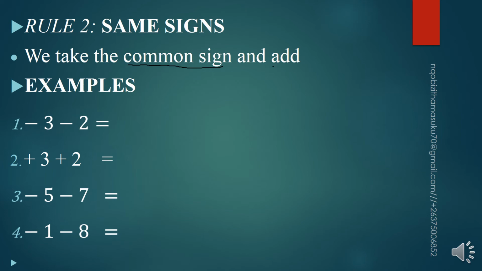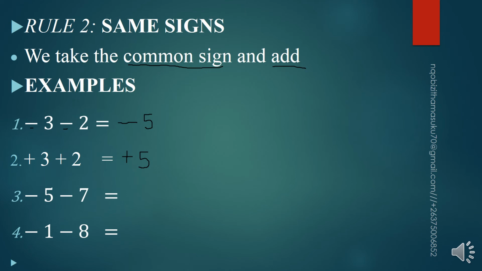Let's look at example number one: -3 -2. We have same signs. Our sign is negative. So we take a negative sign and add those two numbers: 3 plus 2 we get 5. So our answer is -5. Example number two: 3 plus 2. These are same signs, so our answer becomes positive 5. You can simply write 5 instead of writing plus 5.